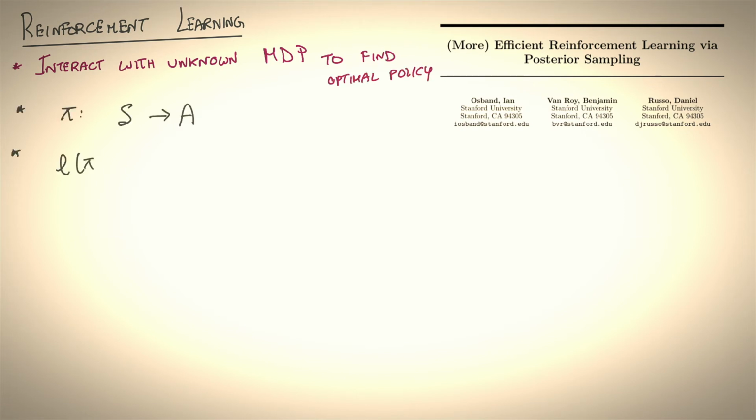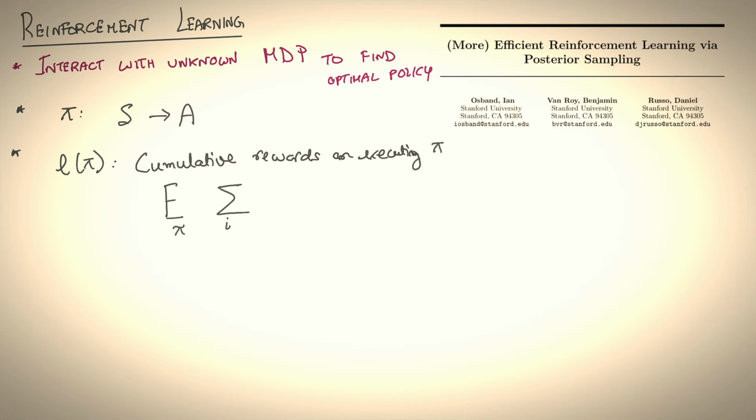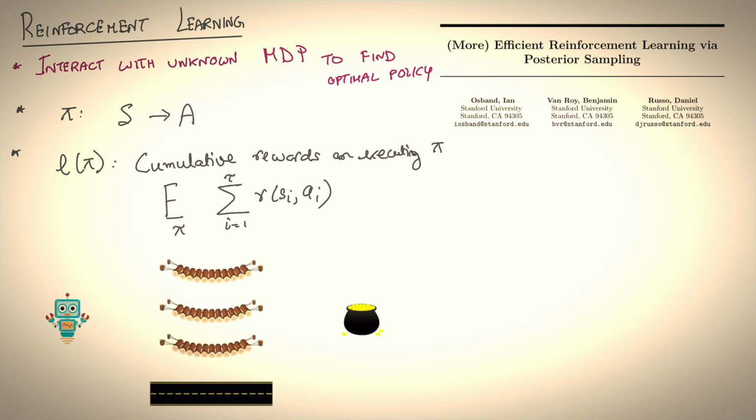So the learner here, once again, just like before, maps states to actions, but the loss of the learner here is the cumulative rewards of executing the policy pi, right? So you roll out pi in your unknown MDP, count the rewards, and add them up.